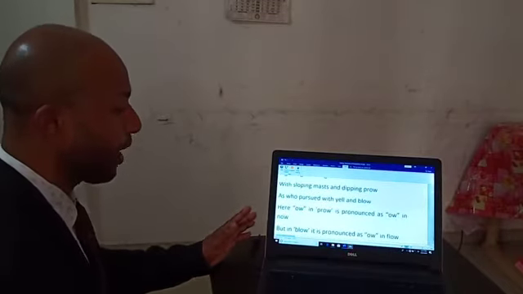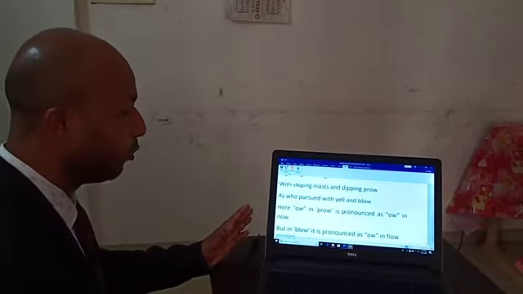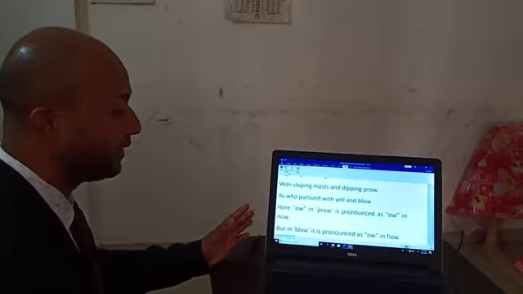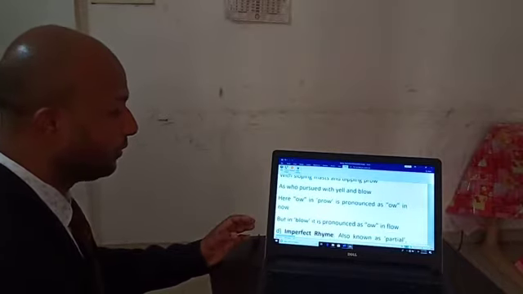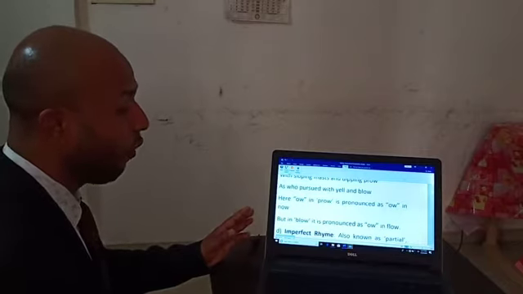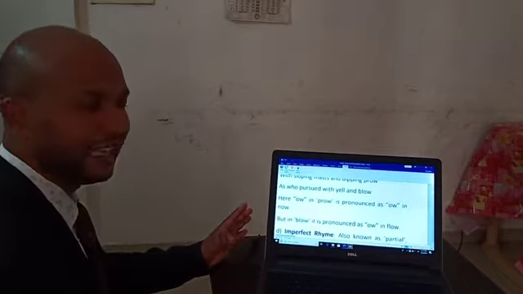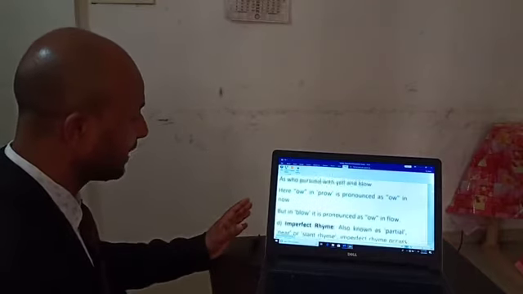Here, ow in prow is pronounced as ow in now. Prow, now, brow. This sound will be produced here. But in blow, it is pronounced as o. In flow, blow, flow. Like that. So you can understand. These are called eye rhymes.